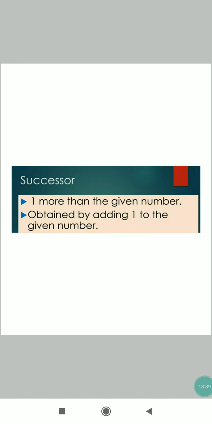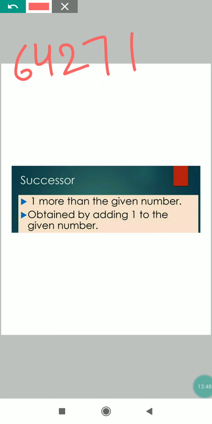Here maybe you are going to get big digits, like, student, 64271. Like this, maybe you will get the digit. Now you have to find out the successor of this 5-digit number. Yes, how will you find out? It is a big digit. What you have to keep in your mind is that we just have to add 1 in that. We have to write 1 more than the given number, so we have to add 1 in that. Where will you add?